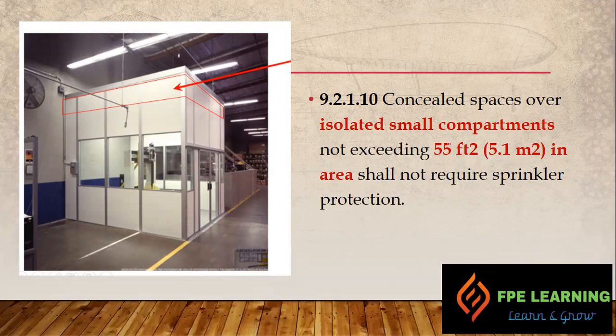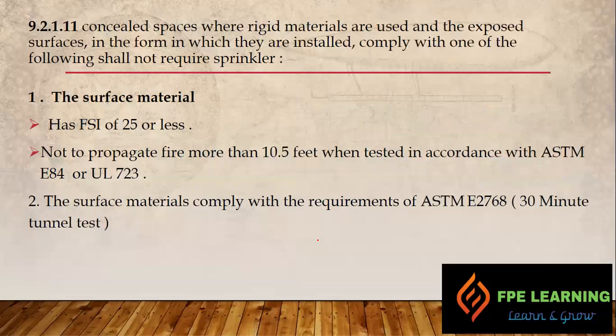The next one talks about 9.2.1.10. Concealed space over an isolated small compartment not exceeding 5.1 square meters or 55 square feet in area shall not require sprinkler protection. So this is a complete room, and inside that we have some small compartment. In that small compartment, at the top we have some concealed space. That concealed space cannot be more than 55 square feet in order to avoid the sprinkler protection at such a location.